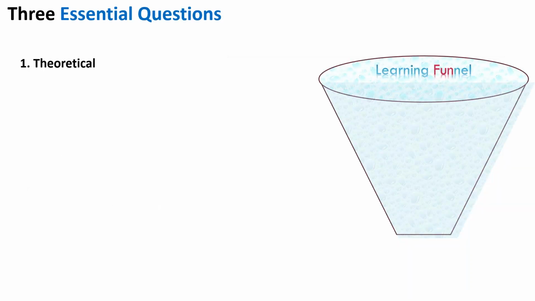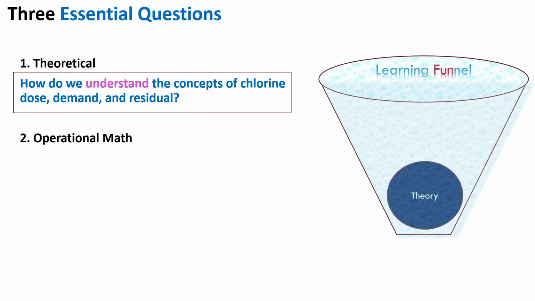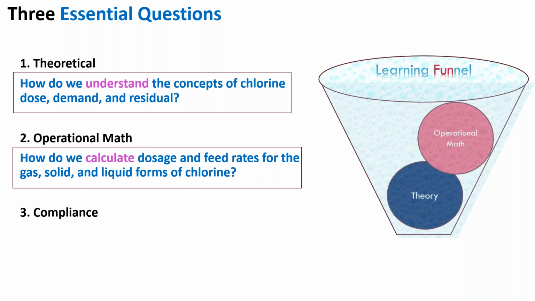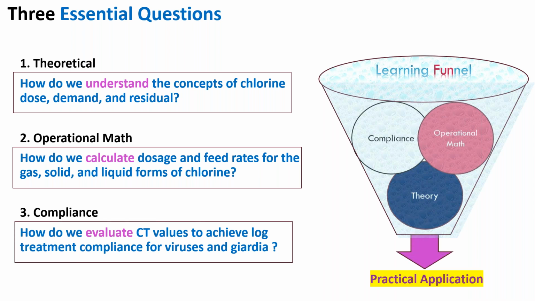Today, we want to answer 3 essential questions. The first is a theoretical question: how do we understand the concept of chlorine dose, demand, and residual? We're going to be looking at the chlorine curve for that. The second category is operational math, and we're going to put these in our fun learning funnel here. We'll ask how we calculate dosage and feed rates for the gas, solid, and liquid forms of chlorine. And finally, we're going to look at some compliance issues: how do we evaluate CT values to achieve log treatment compliance for viruses and Giardia? What we hope to come out with is some practical applications that you can use back on the job.